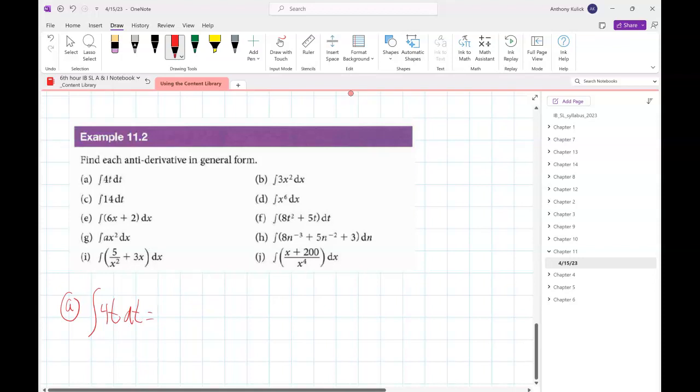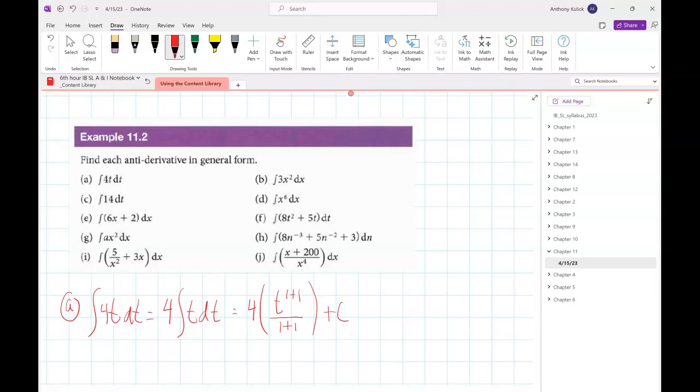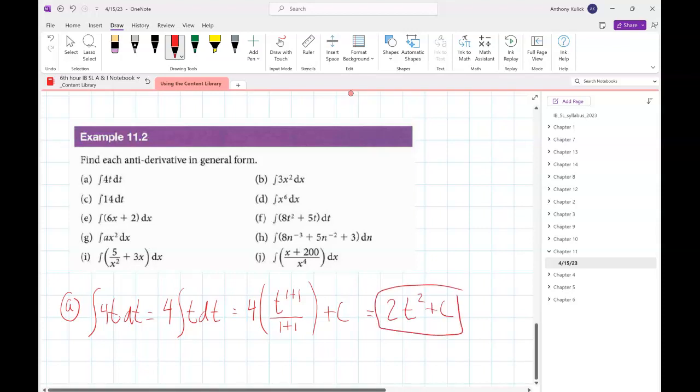So if I want the integral of 4t dt, 4 is a constant, so I can just come out to the front, apply my antiderivative rule for t. So I'm going to add 1 to the power and then divide by the power plus 1. So that becomes 2t squared plus c. What do you guys think? Is that okay?